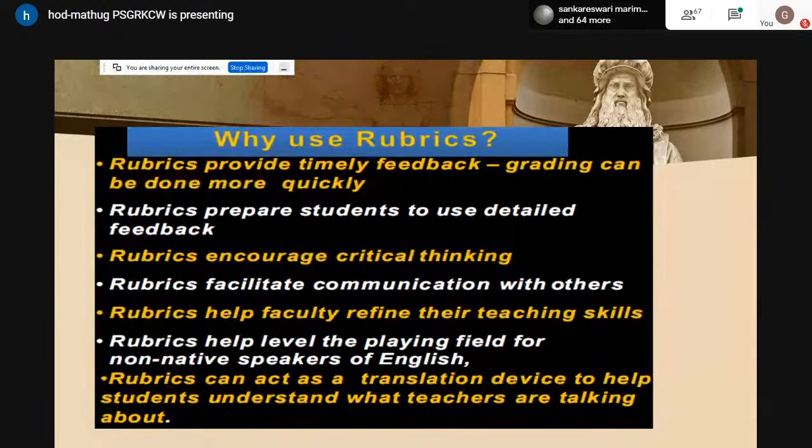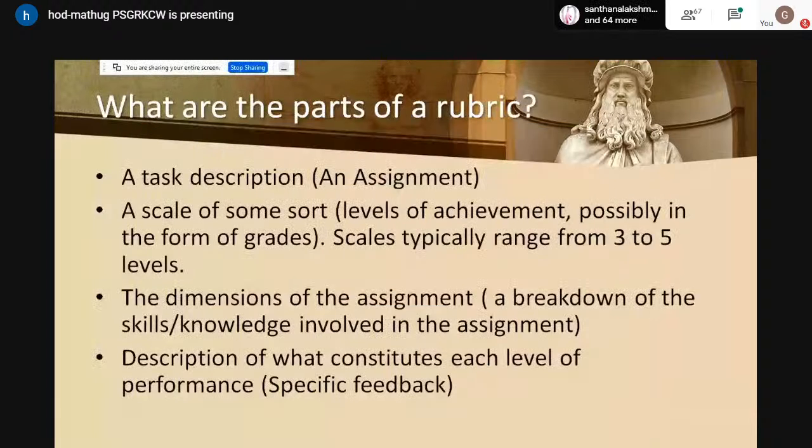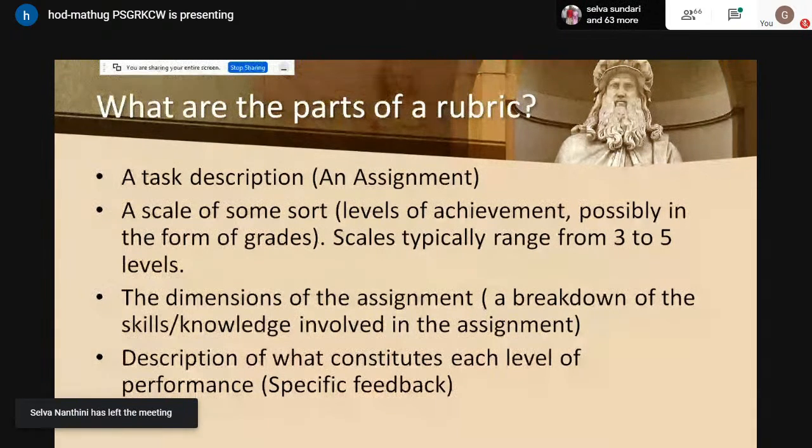So, what are the parts of a rubric? First thing is a task description. An assignment has to be planned. What is the assignment you are planning? Whether it is an essay, a presentation, a role play, or a group discussion. So we have discussed the 14 assessment tools, and out of these 14 assessment tools, which is the task you are going to give your student? Even you can give a poster presentation to your student.